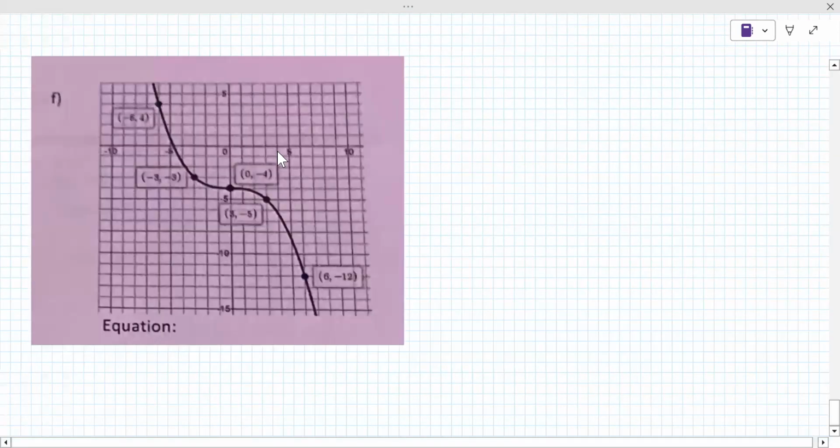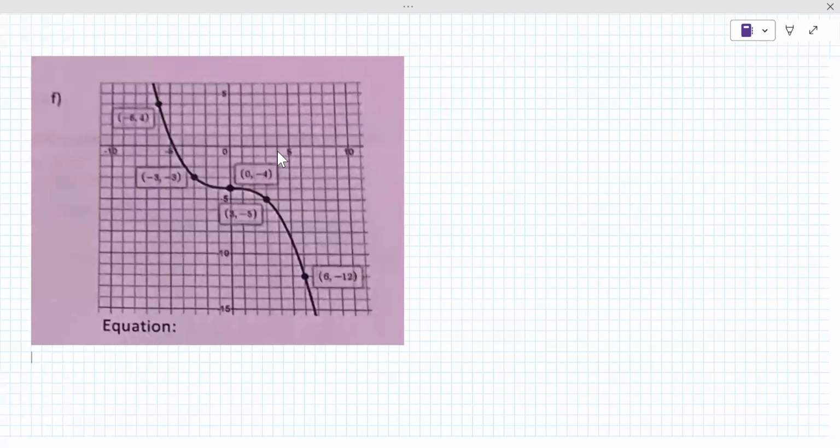For F, you said? Yes. That looks like a... shoot, I gotta remember. It's where it's cubed. Cubic. Yeah. So your equation is y equals a times (x minus h) cubed plus k.